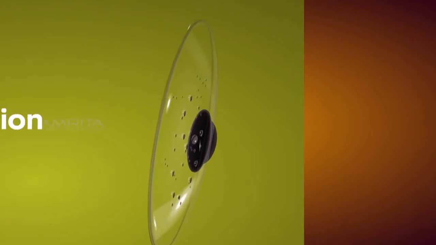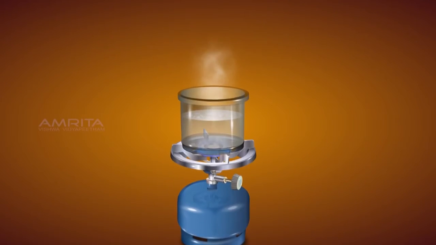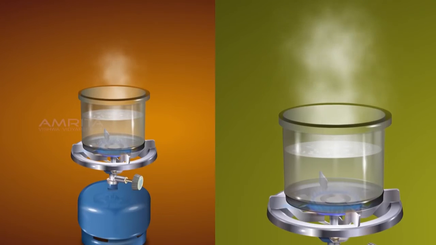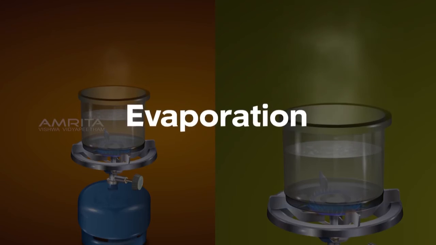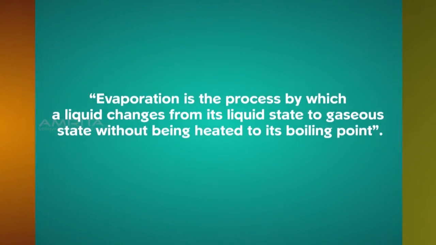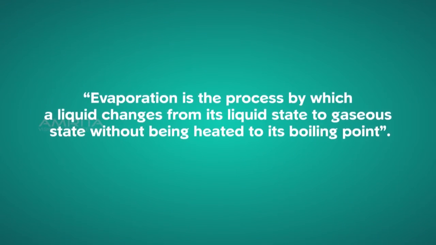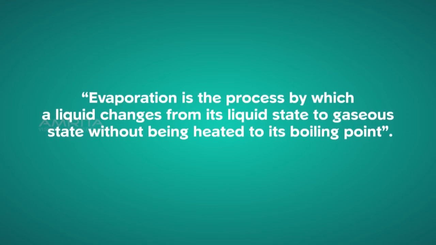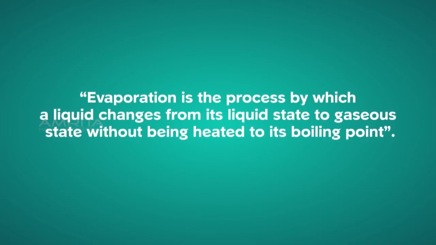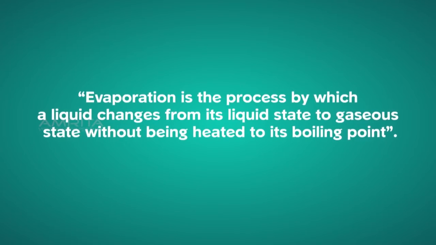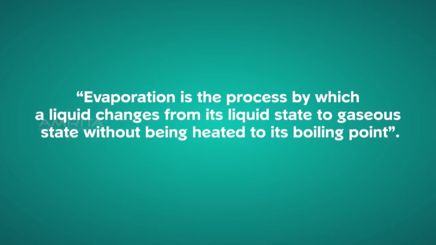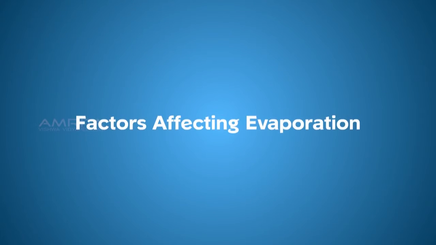As we have earlier seen in vaporization, a liquid is converted to gas before reaching its boiling point. Such a process is relatively known as evaporation. Let's define it. Evaporation is the process by which a liquid changes from its liquid state to gaseous state without being heated to its boiling point. There are many factors which affect the evaporation of liquids.